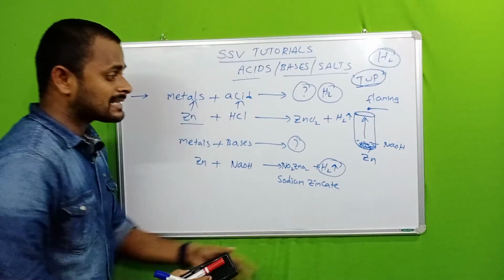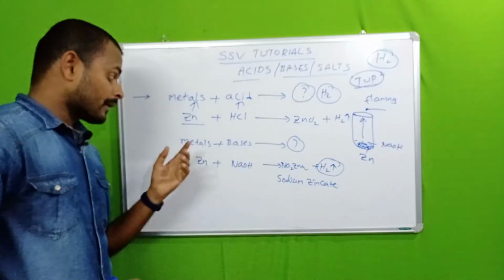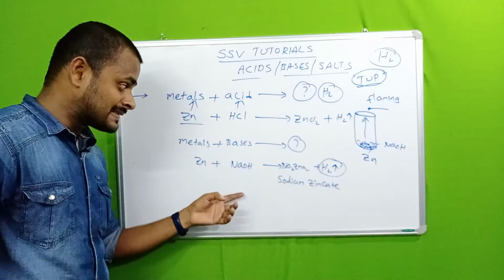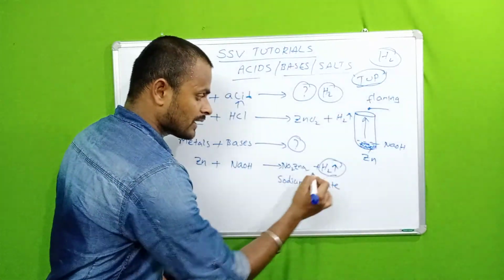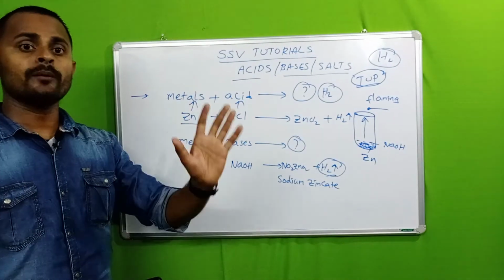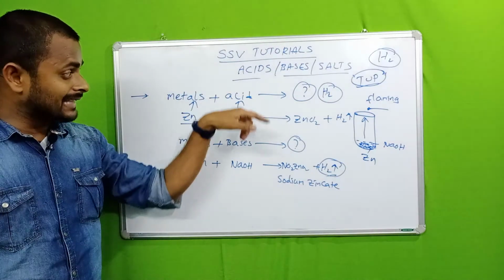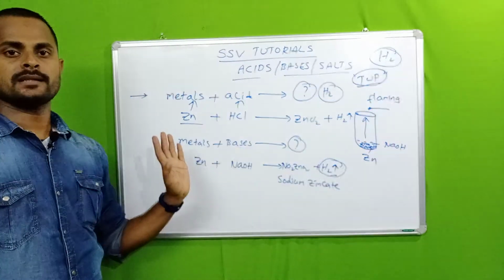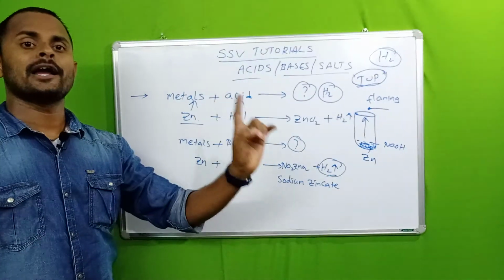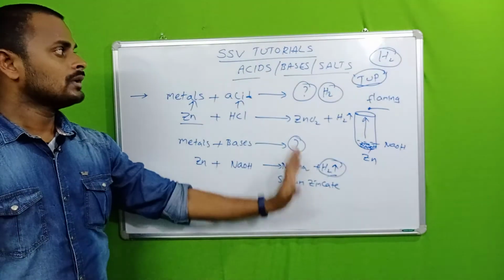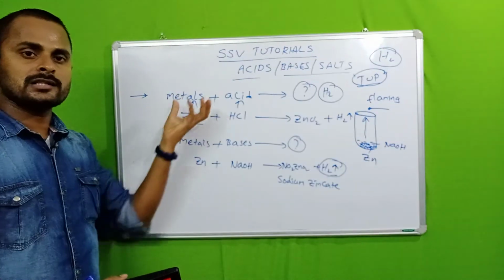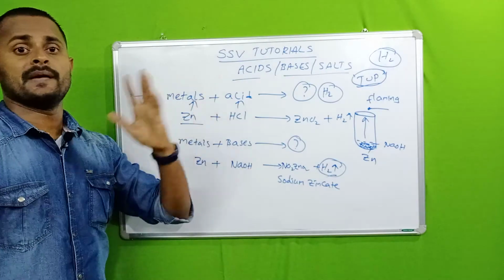It liberates which gas? Hydrogen gas. So by the action of metals with bases also, hydrogen gas is given. Simply remember that when metals react with acids or bases, they liberate hydrogen gas. So these are the actions of metals with acids and bases.